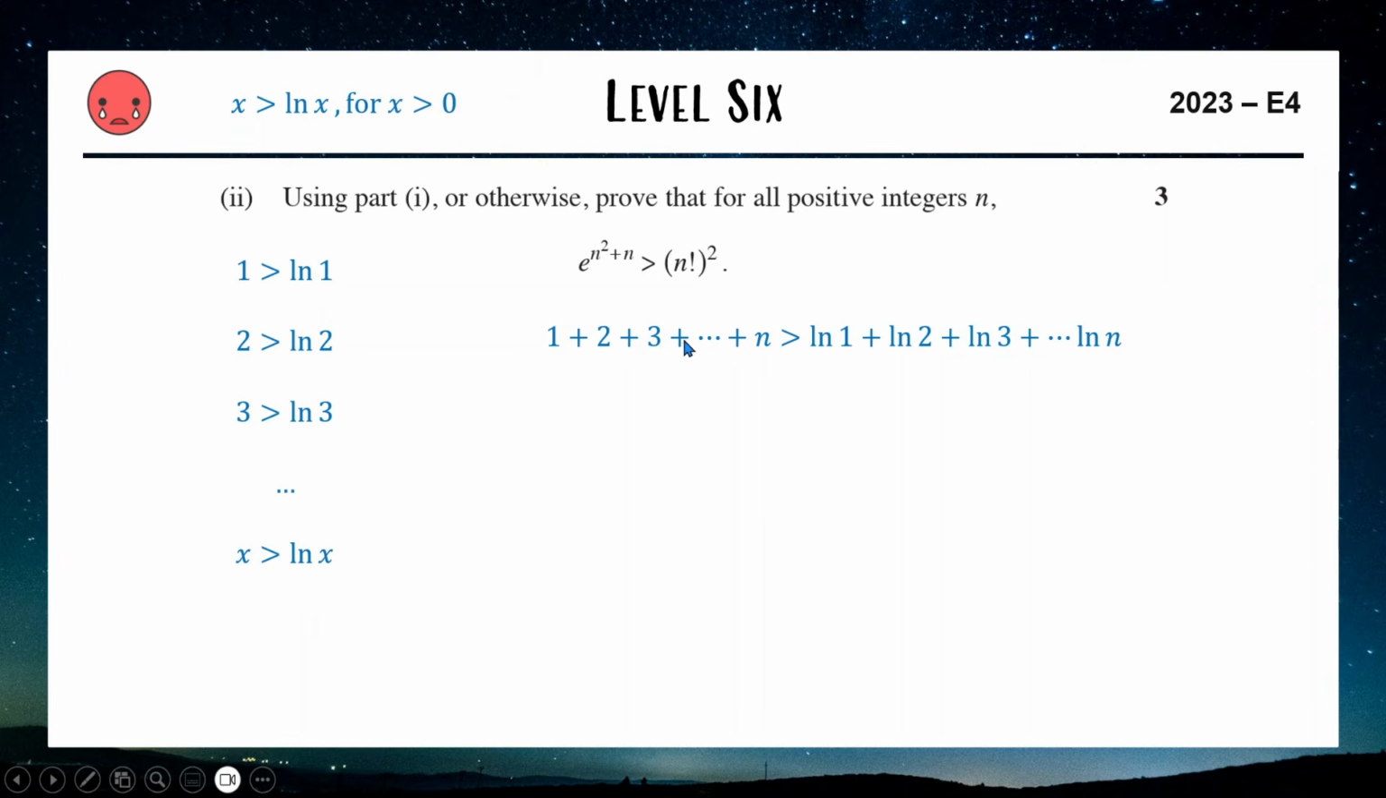Anyway, so summing up to n is greater than the log sums up to log n. Okay, now on the right hand side, I know what I can do here with my logarithms. I can combine them all together in 1 and do 1 times 2 times 3 all the way up to n, which is going to be n factorial. What can I do on the left hand side? How am I going to explain why 1 plus 2 plus 3 up to n is n squared plus n?